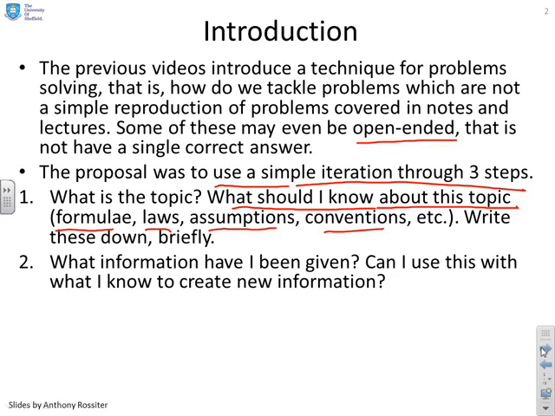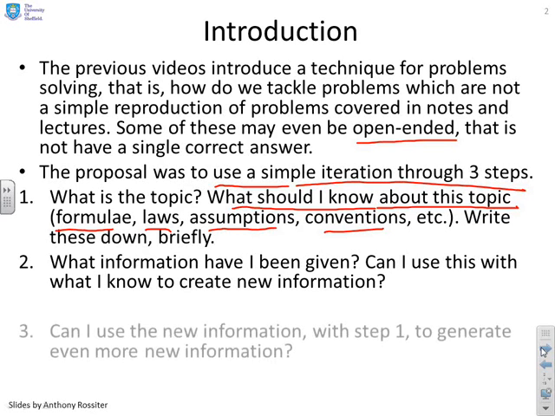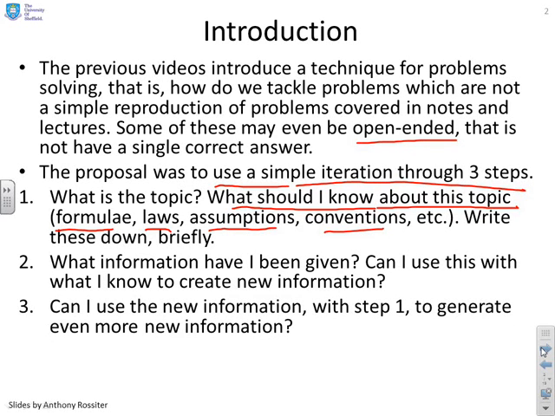Next, look at the information you've been given and see if there's links between this information and what you know about that topic. And you can then use these two together to create new information. Finally, with the new information you've just created, you might want to iterate back through steps 1 and 2 to generate even more new information.